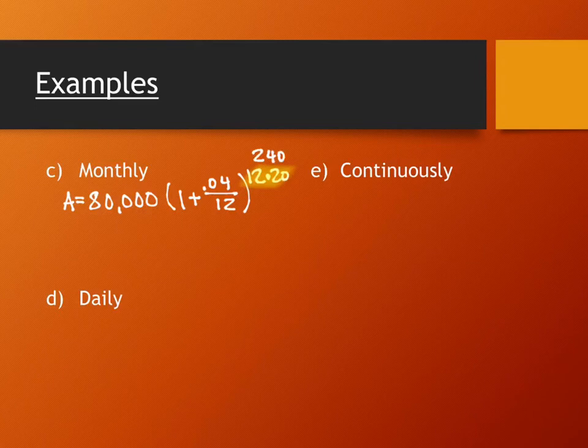So I have 1 plus 0.04 divided by 12. It's very ugly, actually. It's a repeating decimal, 1.0033333333. We're going to raise that to a power 240, which gives me 2.222582087. And then we'll multiply that by my 80,000. Is it bigger? Yeah, not a whole lot, but it is still bigger. 177,806.57.